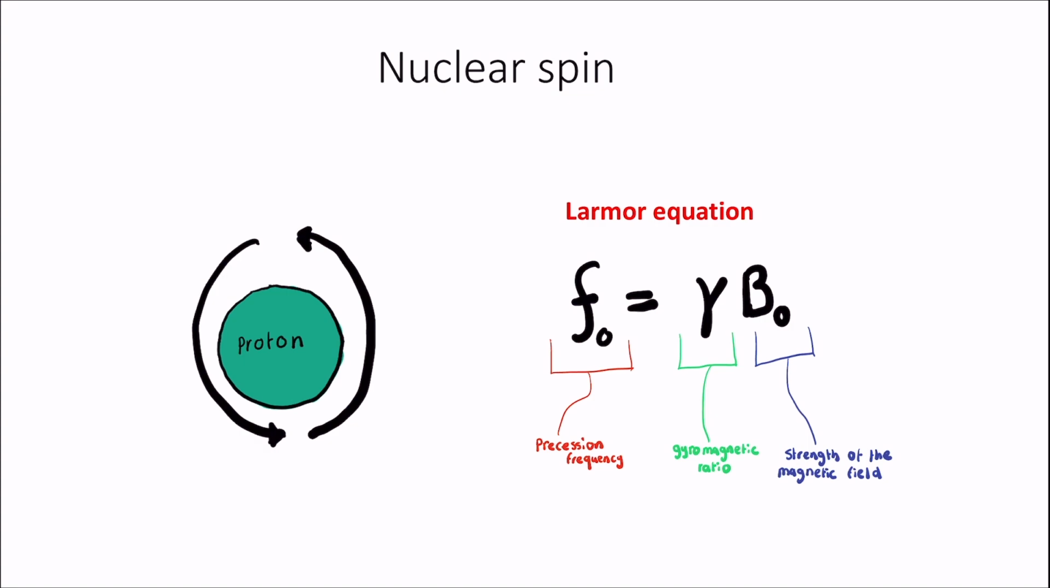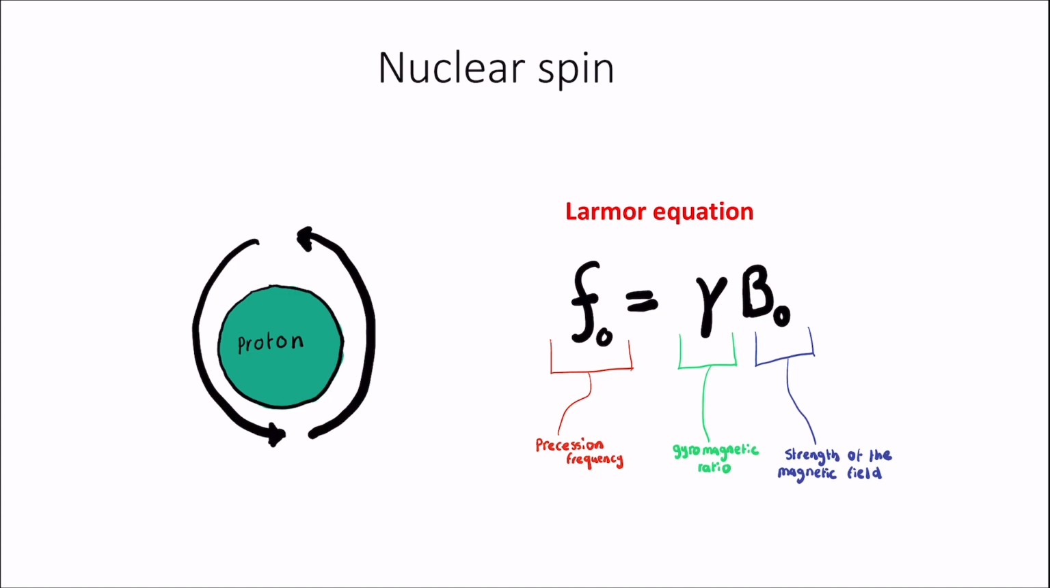But it isn't that easy, because the individual protons also have a nuclear spin, which is also called precession. As you can see here on the left, these protons also spin around their own axis. So every proton has a kind of spin around it in a transverse axis.